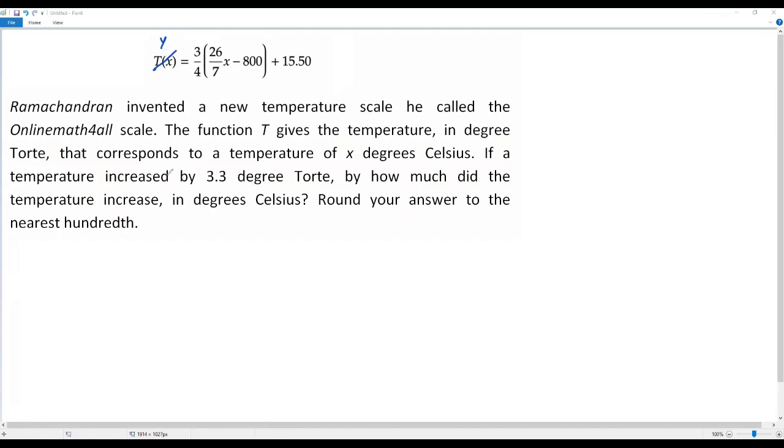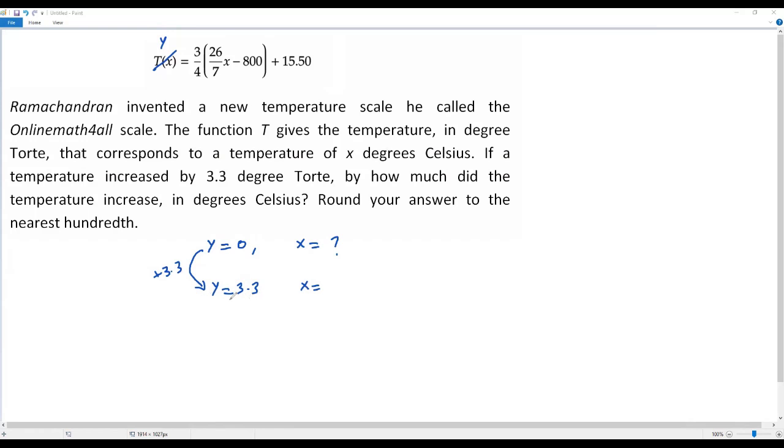Okay, now I'm going to increase this value y by 3.3 according to the information we have. When the value of y is increased by 3.3, what is the corresponding increase in x? That is the temperature in degrees Celsius. What I plan is to plug in y equals 0 and get the corresponding value of x. Now, let me increase the value of y from 0 to 3.3. That is, I increase the temperature by 3.3 degrees Tote.